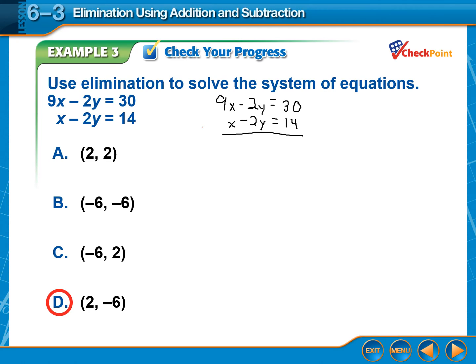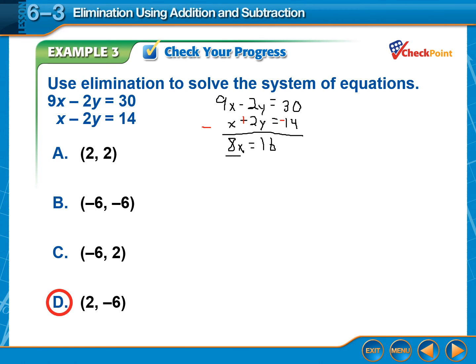And again, when I subtract, what that's going to end up doing is going to change all the signs in the second equation to the opposite. So I'm going to do 9x minus x, negative 2y plus 2y, and 30 minus 14. So when I take 9x and I take x away, I'm left with 8x. The y's cancel each other out, which is what I wanted, and 30 minus 14 is 16.